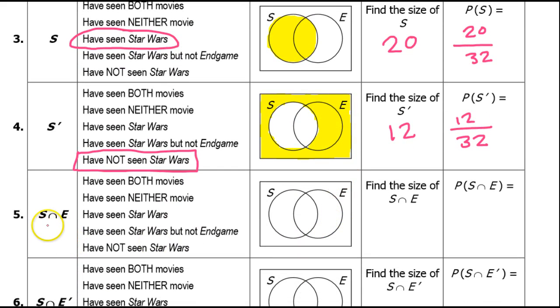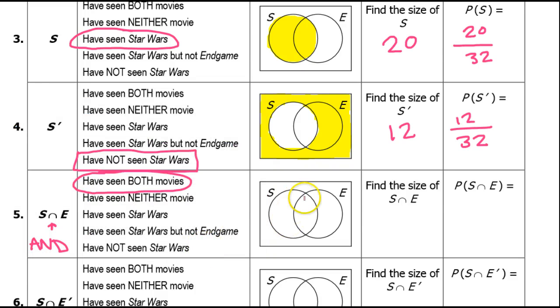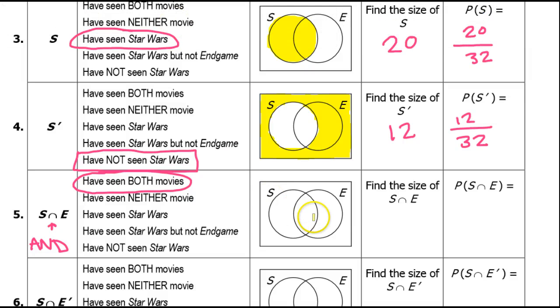Okay, so remember that this symbol means and. So this would be read S and E. So this represents the students that have seen both movies. All right, they've seen Star Wars and Endgame. So these are students that have seen both movies. All right, so of course, Venn diagram wise, we're talking about, hold on, let me be consistent. Venn diagram wise, we're talking about this.